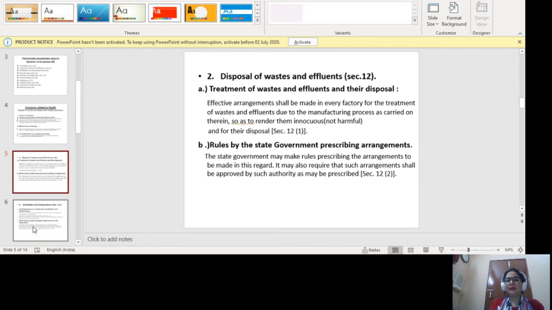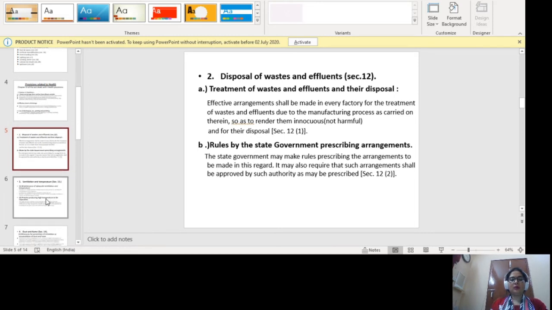Then the state government may make rules prescribing the arrangements to be made in this regard. It may also require that such arrangements should be approved by such authority as may be prescribed. If a state government wants to make more rules regarding the disposal of waste and effluents, it can recommend, and it can also guide the authority responsible for cleanliness or for disposal of waste and effluents in a particular factory.